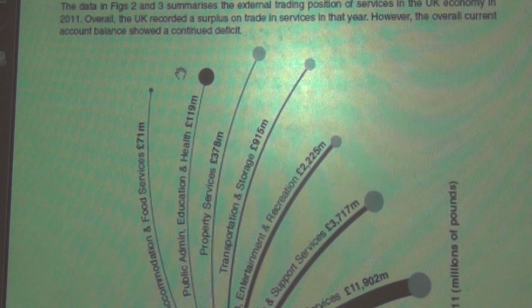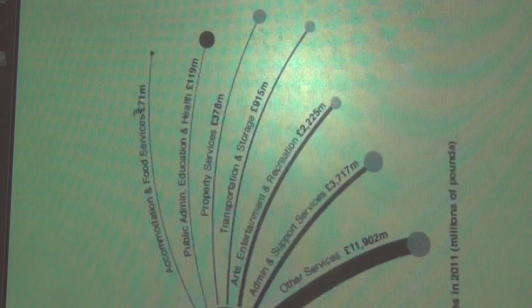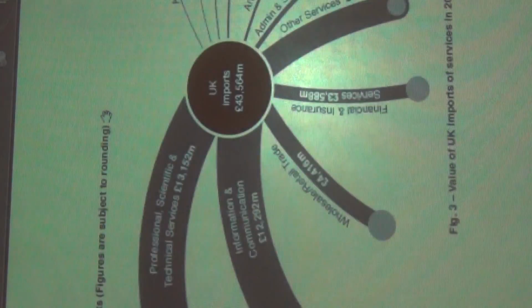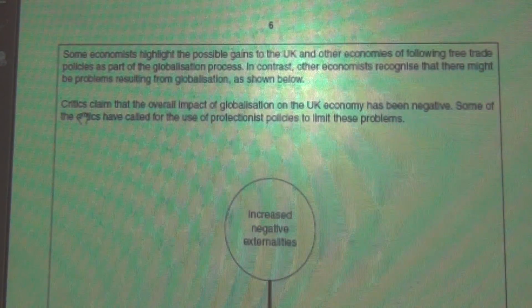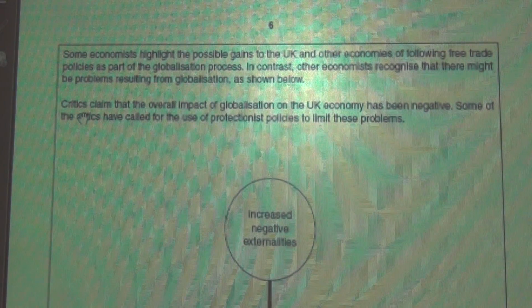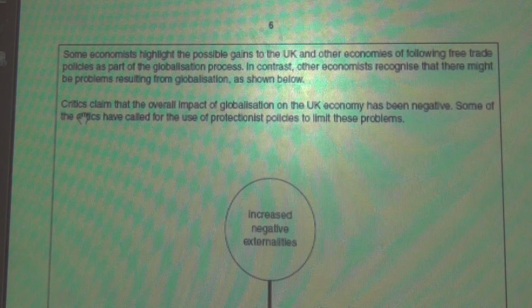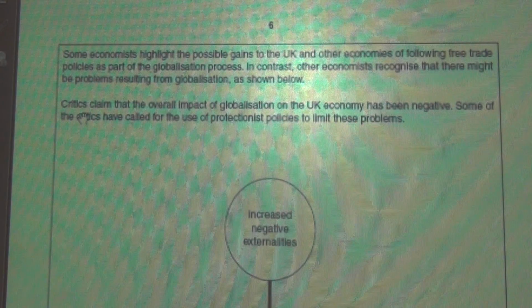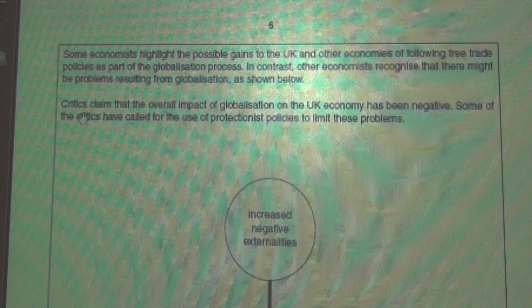Let's move on. Page 6. So we've looked at 3 pages there, and the first 3 pages are all to do with the UK's trade position. And now we're moving into page 6, which is focusing on the process of globalization as described here. So let's just read through the little intro here that we're given in the first paragraph.